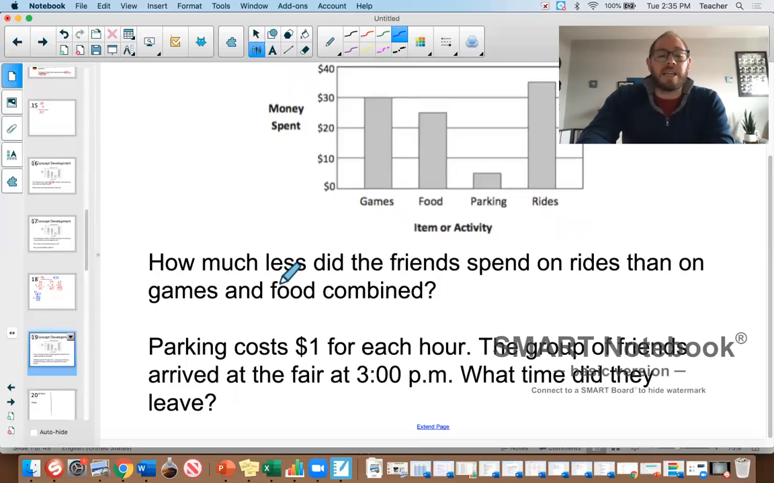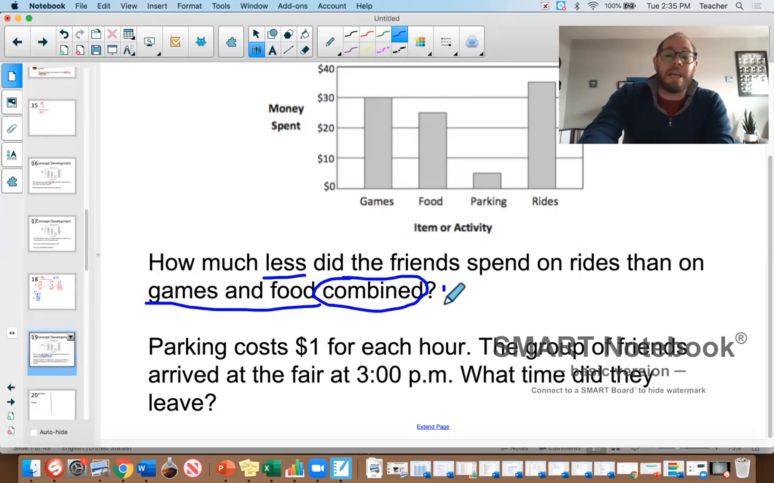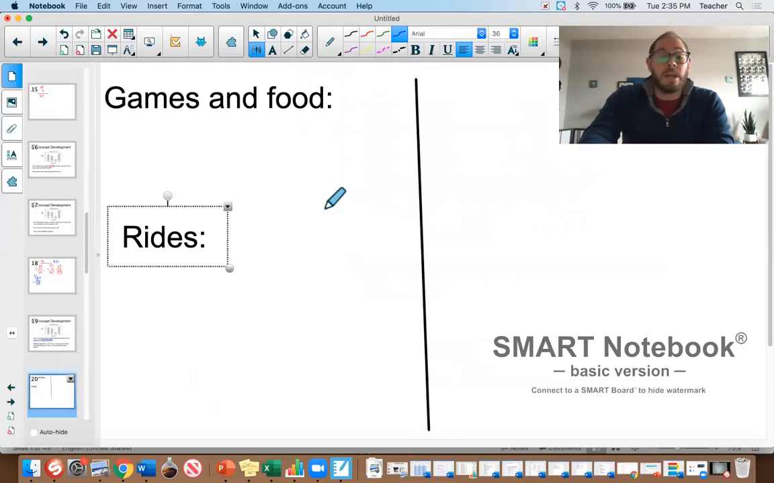Our next question says, how much less did the friends spend on rides than on games and food combined? Combined means what? Well, combined means plus. So I need to add up how much they spent on games and how much they spent on food. And then less is subtraction. So I'm going to subtract that from the amount they spent on rides. So over here, games and food.